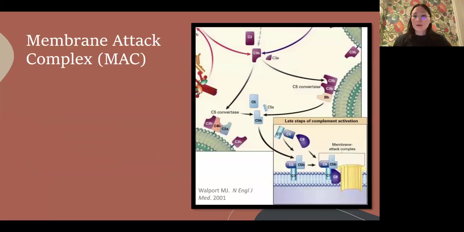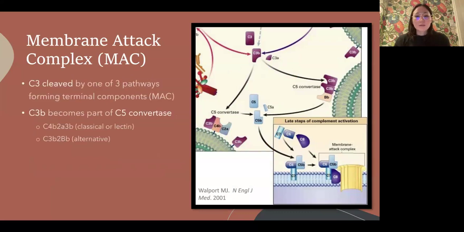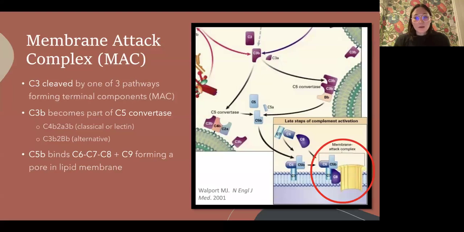So you've got membrane complex. So you end up with C3b through any of those three pathways we just spoke about. And then this will help form the C5 convertase. And then when you get C5b, that binds to C6, 7, and 8, and that initially forms a hole in the lipid membrane of a cell. And then when it binds to C9, that forms the full pore that ends up in lysis.